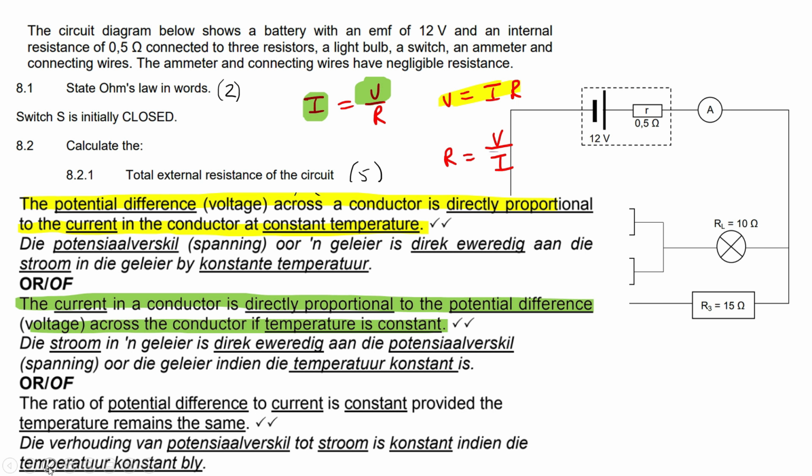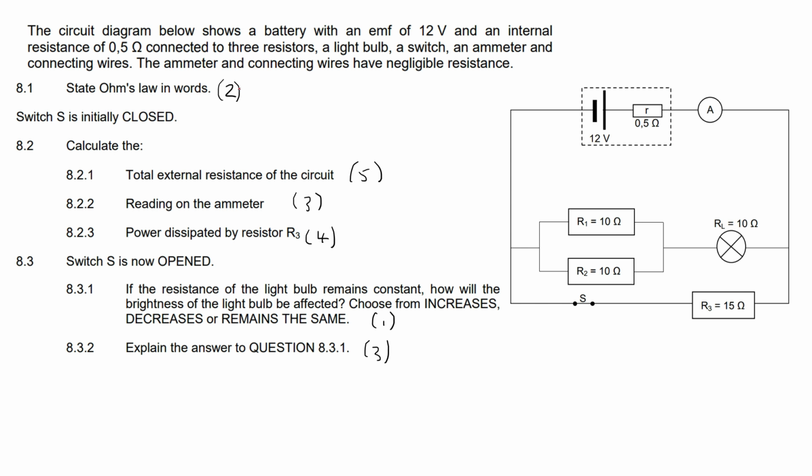Let me get a different color. Ratio of potential difference to current. So then you'd say the ratio of potential difference to current is constant provided the temperature remains the same. So any of those works. You can just choose which one you want to use in your exam, and then always write out the formula to help you remember what it's all about. Okay, so we chose one of those.